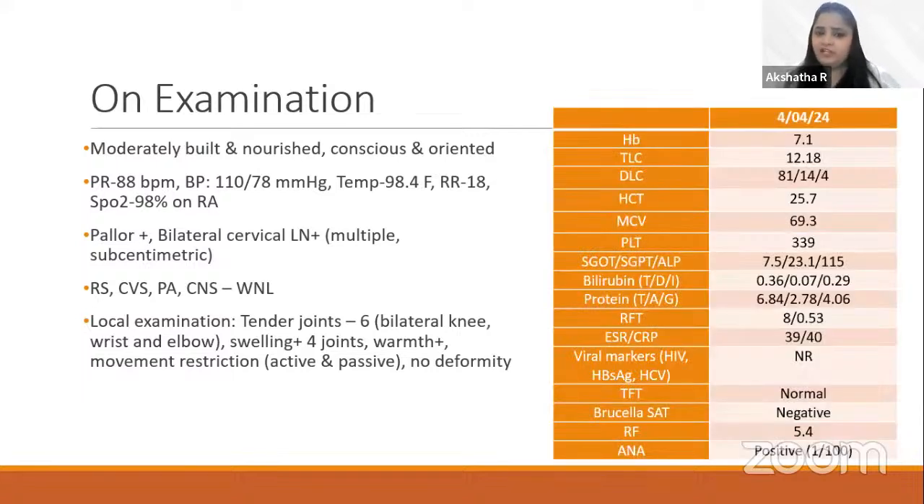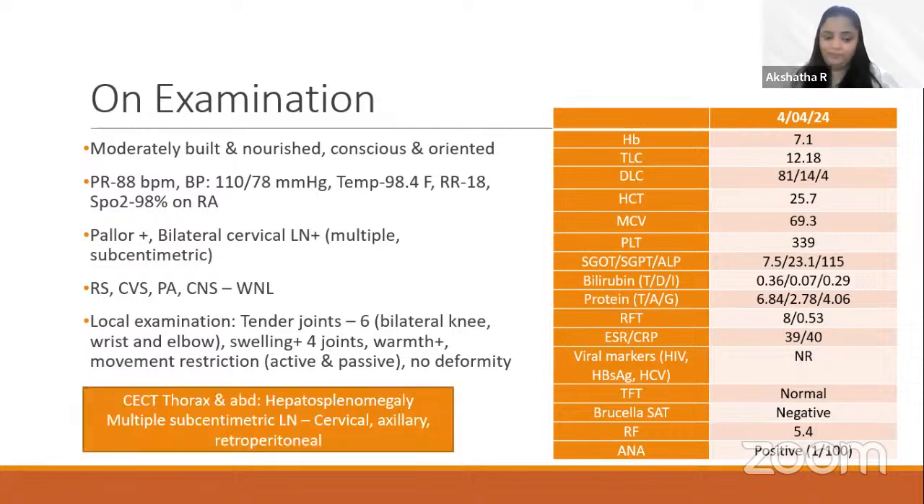This is her initial investigations. As you can see, the patient is anemic. There is slightly raised leukocytosis, which is predominantly neutrophilic. There is a protein A/G reversal, and ESR and CRP inflammatory markers are slightly elevated. Viral markers are negative. Brucella was done outside and it was negative. Rheumatoid factor is negative. ANA was positive at 1:200.